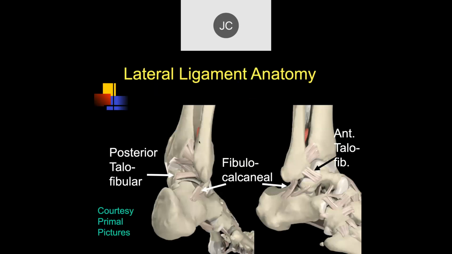So looking at these posteriorly, we can see the posterior talofibular ligament back here. Here's the fibulocalcaneal ligament coming down here. There's a transverse ligament, and then the posterior tibiofibular ligaments back here inferiorly. Anteriorly, we can see the anterior talofibular ligament, fibulocalcaneal ligament coming down here, and the anterior tibiofibular ligaments. The syndesmotic ligaments are between the two bones here, and we'll talk about those in high ankle sprains as well.